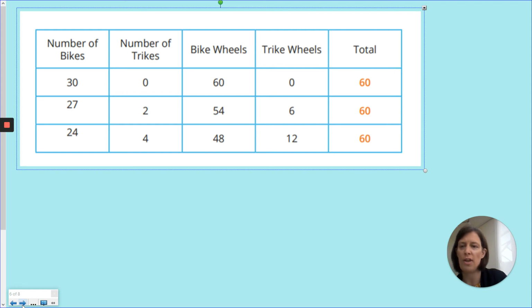That's just some of the answers. You might have found a different way to do it. Lots and lots of different ways to solve this problem. I think that first one, 30 bikes, is probably the easiest solution to find.